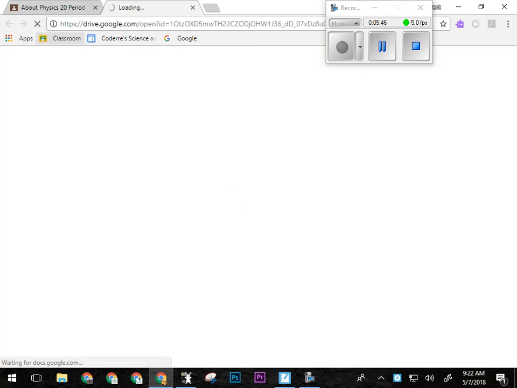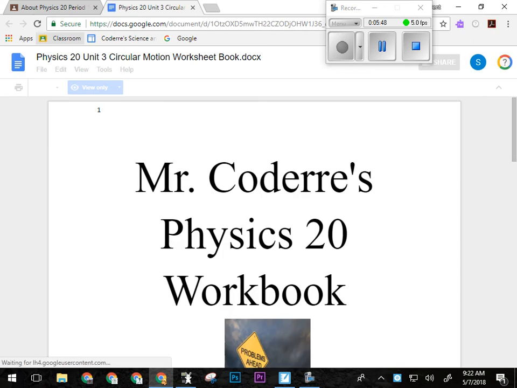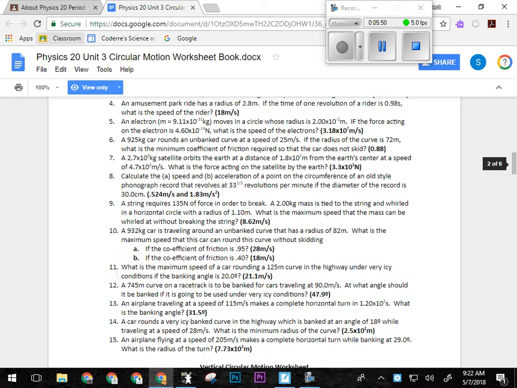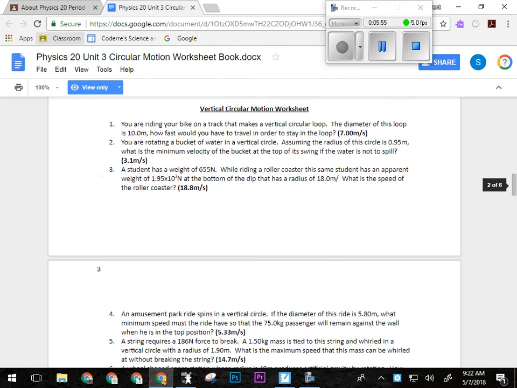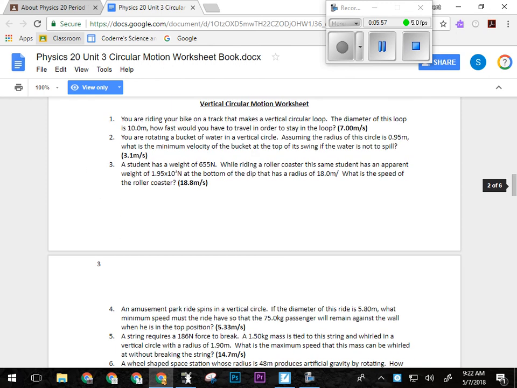You'll need the Unit 3 worksheet book, and I think it's on page 4, if I recall. Nope, sorry, it's on page 2. So the vertical circular motion worksheet starts on page 2, and you can start there. They start out pretty straightforward, and then they get a little bit more complex as you go along. If any give us trouble, let's ask, and we'll walk through them together.